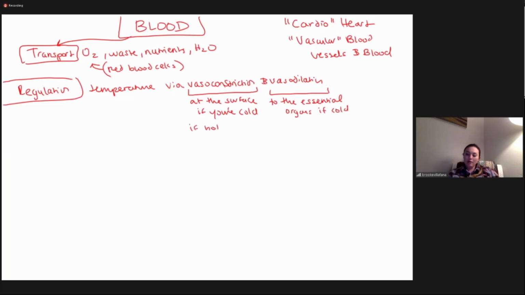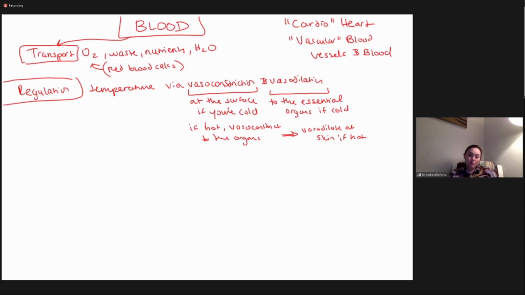If you're hot, it's going to vasoconstrict to the organs, and then it's going to vasodilate at your skin. You're going to be busy sweating and trying to cool down, so we vasodilate at the skin if you're hot, and vasoconstrict at the organs if you're hot. If you're cold, it's going to be the opposite. Vasoconstrict at the surface of your skin and vasodilate to your organs.